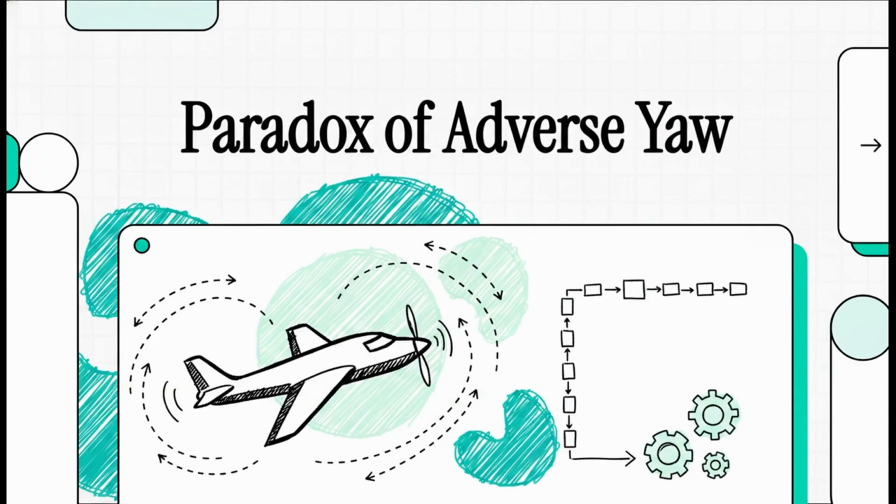Welcome to this explainer. Today, we are decoding a highly counterintuitive physical phenomenon in aviation called adverse yaw. We're going to be exploring its history, the underlying physics, and honestly, some of the most ingenious engineering solutions we've come up with to beat it. I'm super thrilled to guide you through this, because the invisible forces of aerodynamics are absolutely fascinating once you know exactly what to look for.